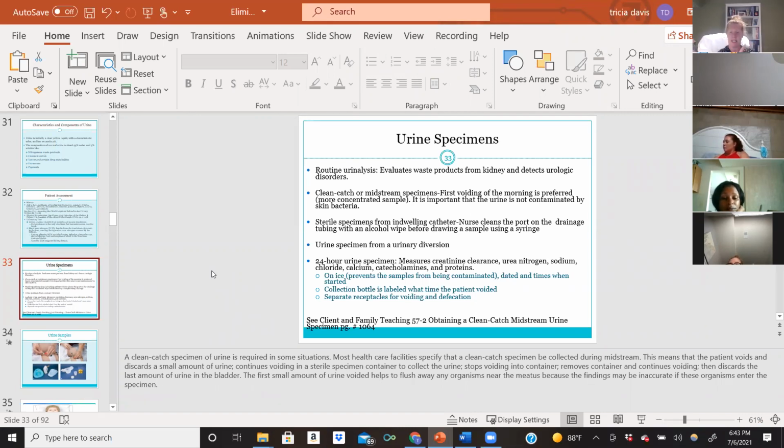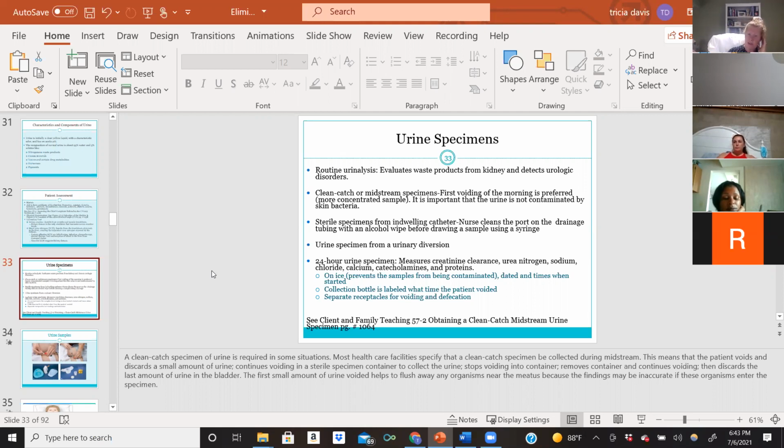They're going to remove the container, and then they can continue voiding and discard the last amounts of urine in the bladder. Usually they just do it in the toilet. They pee, they wait a second or two for some of that urine to be gone, they put the cup under there and fill the cup up, and then they finish peeing. That first small amount of urine voided helps to flush away any organisms or bacteria around that meatus, if the patient isn't very hygienic or just hasn't had a chance to really clean well.